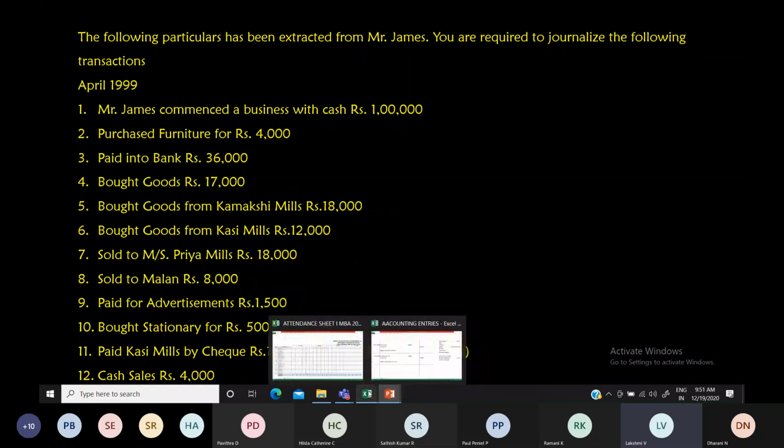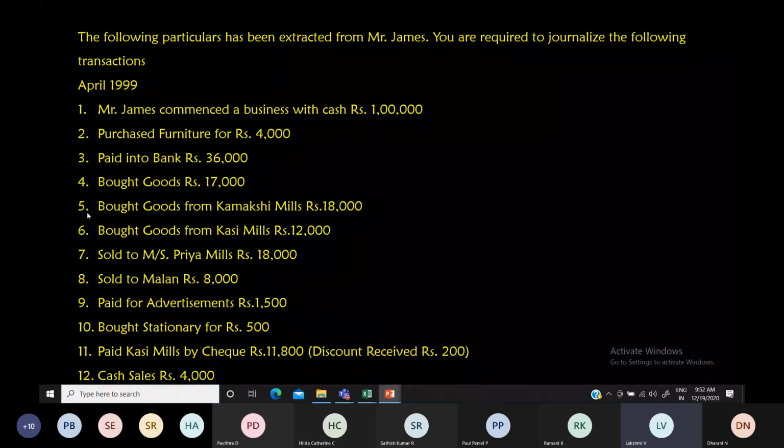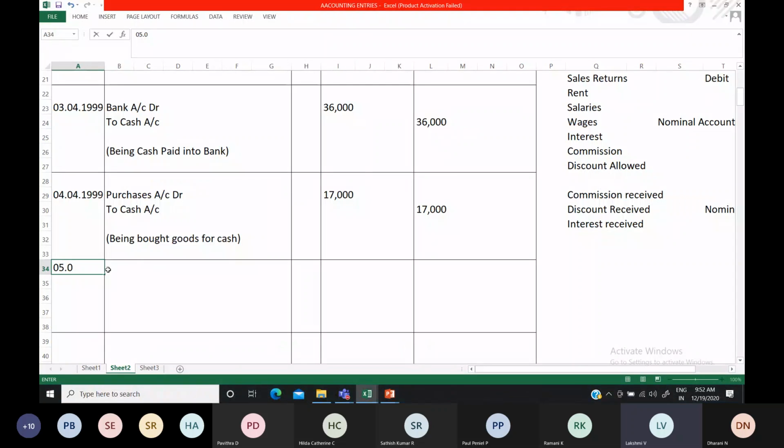So what would be the entry? You have to mention the date. I think it's 5th or 6th, you have to think it over. So it is 5th, so mention that date. Okay, coming to the entry. They have bought goods from Kamakshi Mills. So for goods you have to use the purchases account. You have to use the purchases account and debit it. So if it is goods, you use the purchases account.